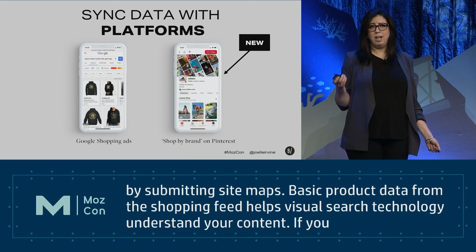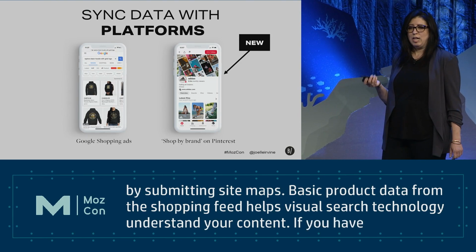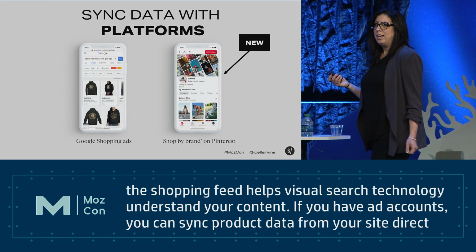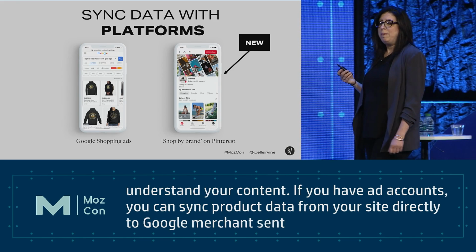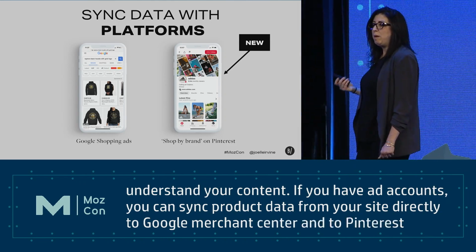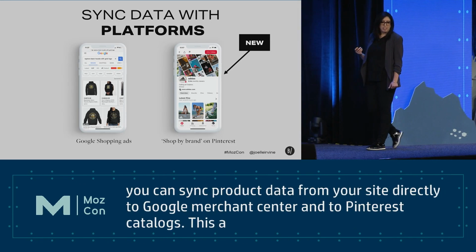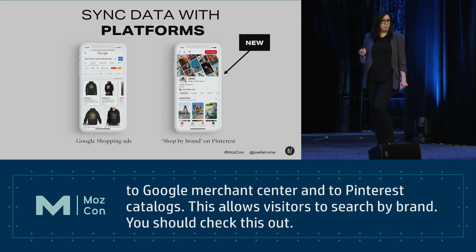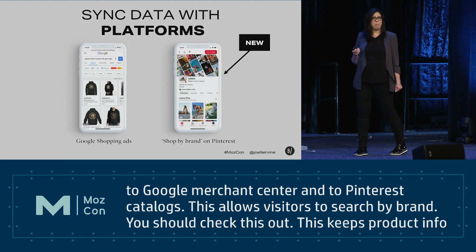If you have ad accounts, you can sync product data from your site directly to Google Merchant Center and to Pinterest catalogs. Pinterest catalogs are relatively new and allow visitors to search by brand. You should definitely check this out. This helps to automatically keep product info up to date in search results and avoid penalties from Google.